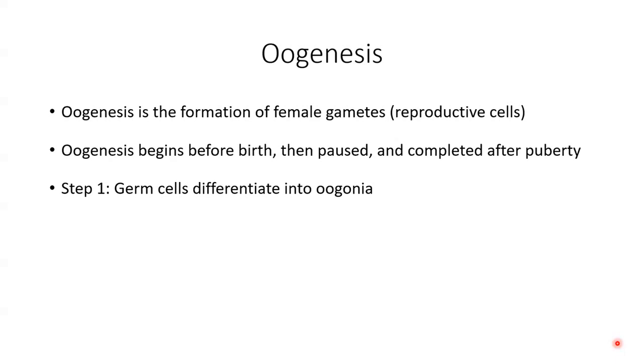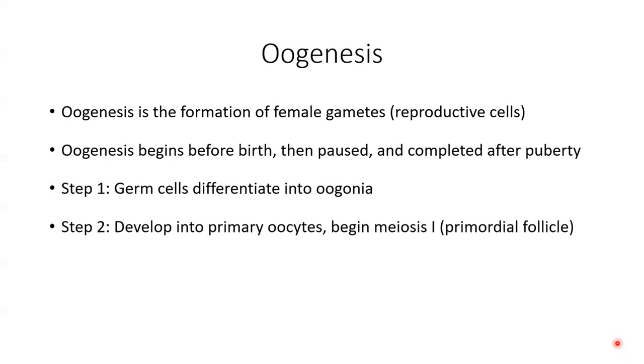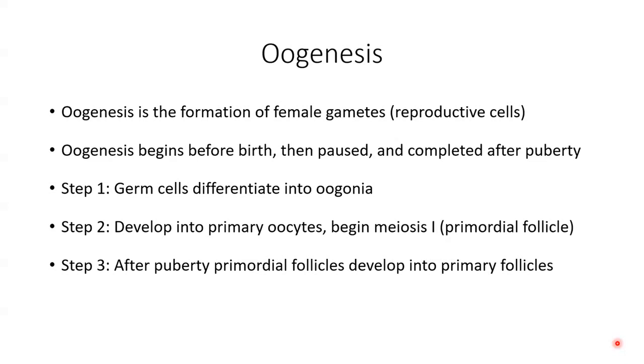So oogenesis begins with those germ cells which differentiate into the oogonia. They then develop into primary oocytes and begin the first phase of meiosis. At this stage, the primary oocyte and the cells surrounding it are called our primordial follicle. Once a female reaches puberty, once a month, the follicle-stimulating hormone and luteinizing hormone will stimulate the development of several primordial follicles into our primary follicles. A primary follicle is that primary oocyte surrounded by the granulosa cells.